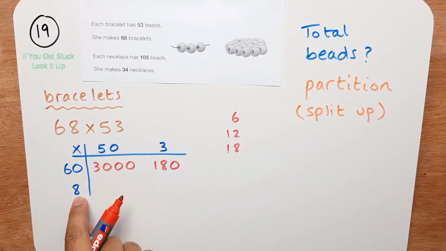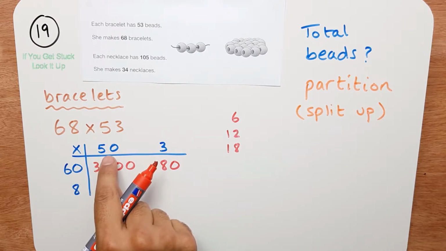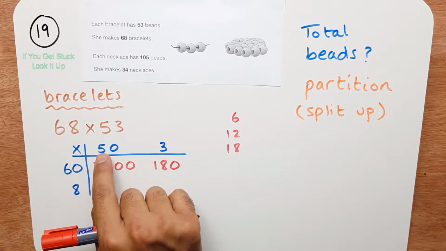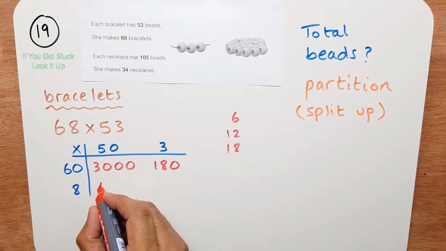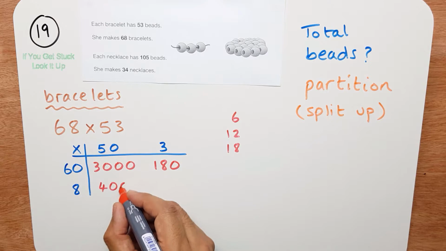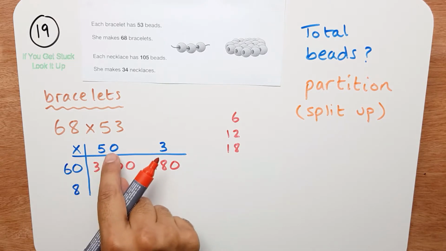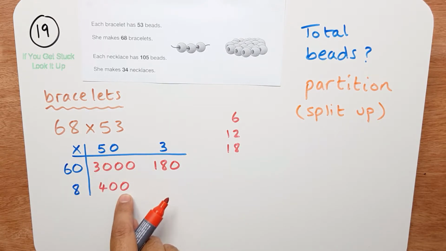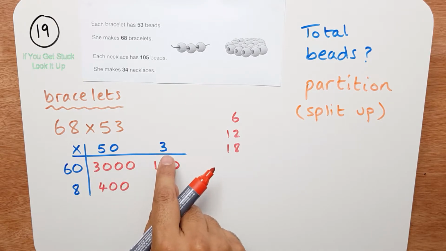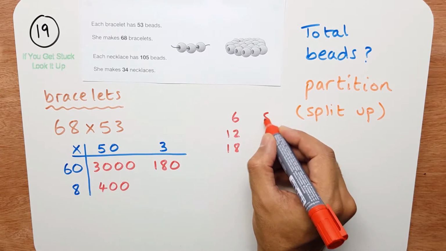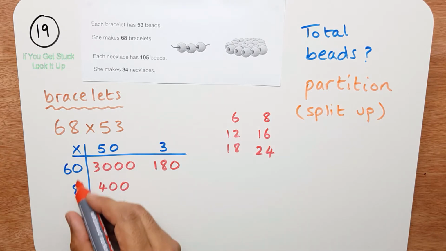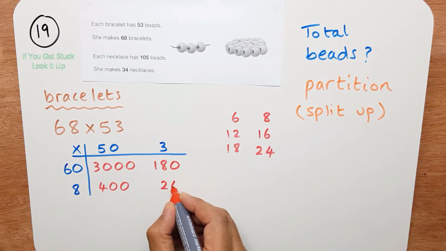Now I move on to 8 times 50. Again, we hide this 0, it becomes 8 times 5, and 8 times 5 is 40. And I bring this 0 back here. So 8 times 50 is 400. Now finally I have 8 times 3. And if you know your 8 times table, 8, 16, 24. So 8 times 3 is simply 24.